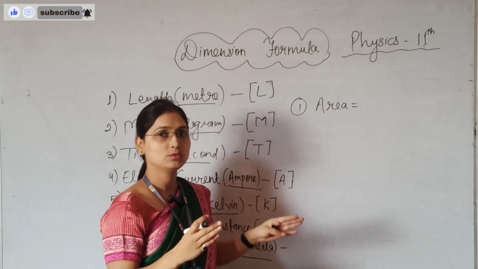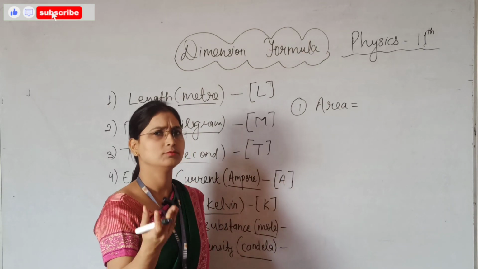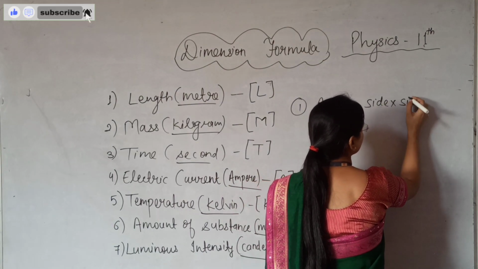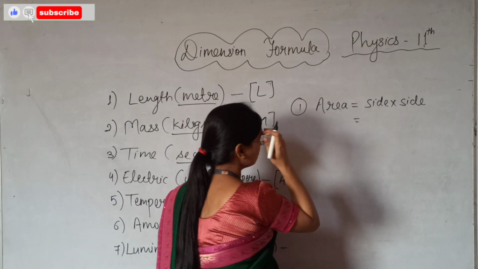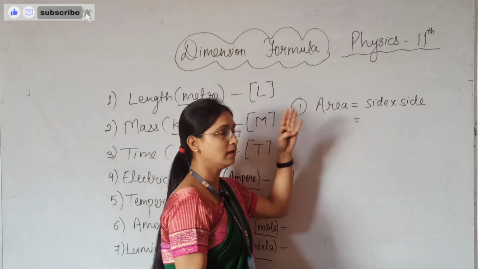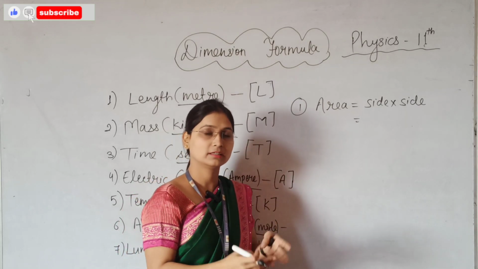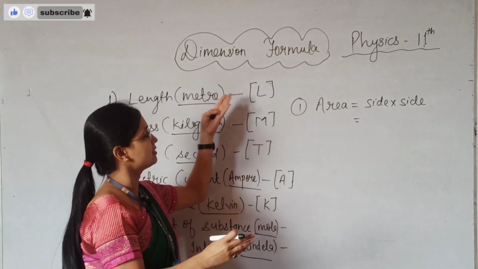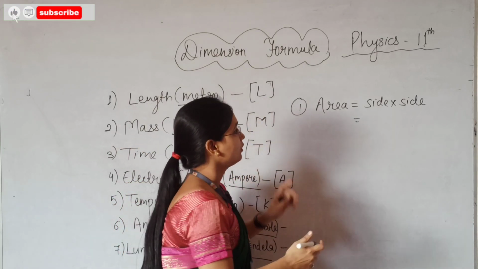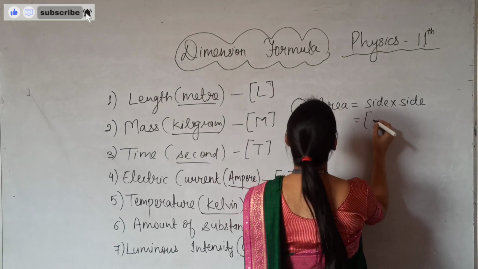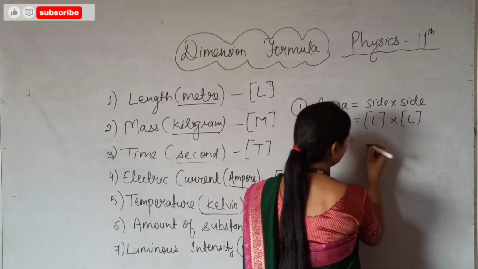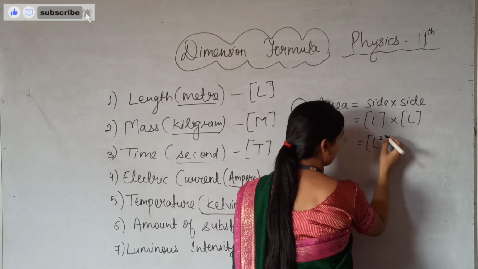area, you can use side into side or length into breadth, whatever. If we use the formula side into side, now you will think that here side is not given, but side, height, length, breadth, radius, all will be represented by L. Okay, because these are the same. So you can write like this: L into L. So it will become L square.